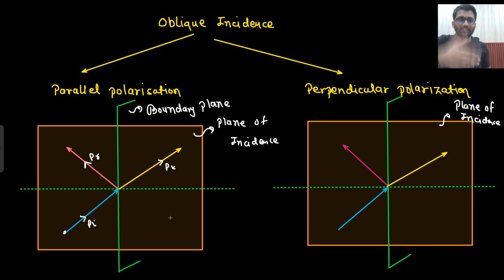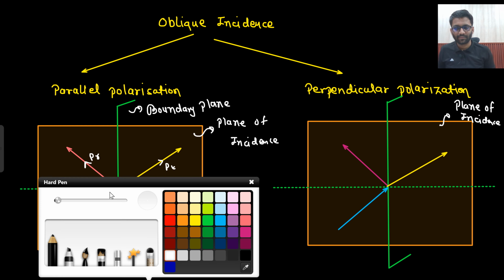Now this is my plane of incidence, and this is my incident wave. So what are the chances of electric field? It could be this, or this, or inside it could be the electric field. But in case of parallel polarization, the electric field should be in the plane of incidence only. So it could be this as well, or this as well. I am assuming that this is my electric field. This is my assumption, just to show in the diagram.